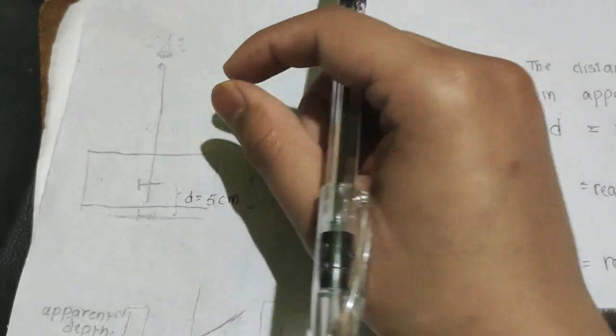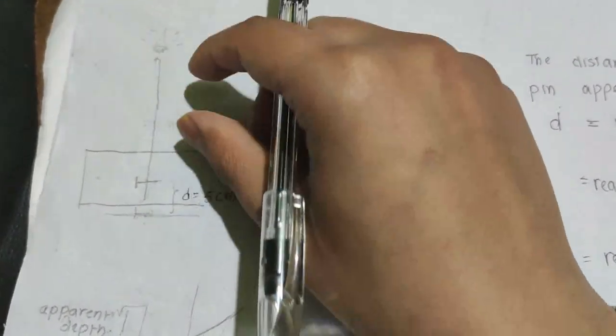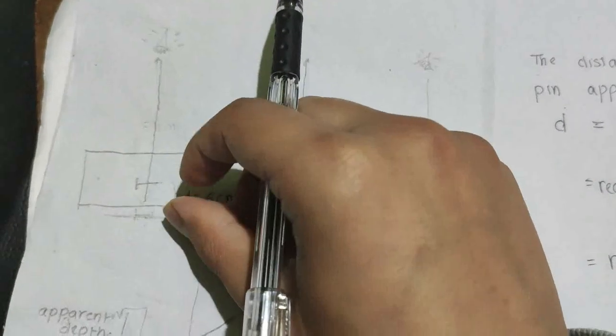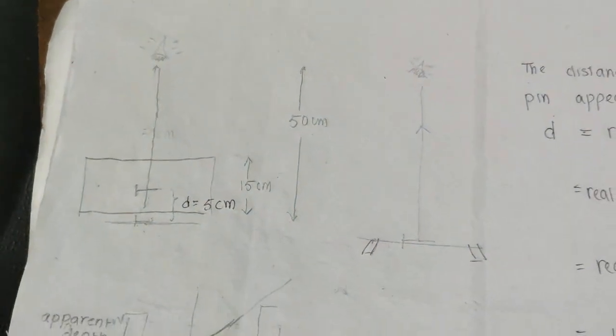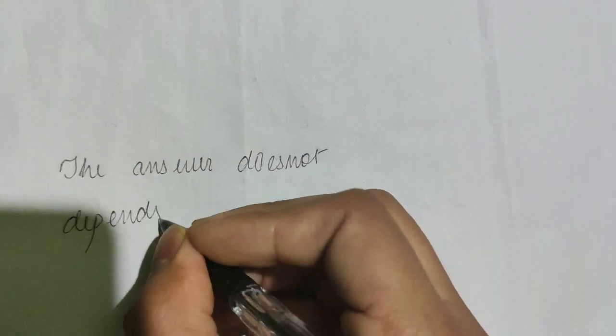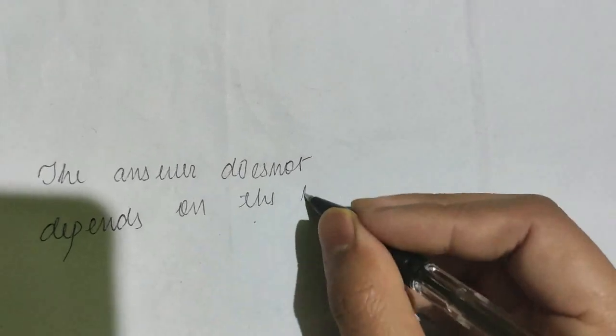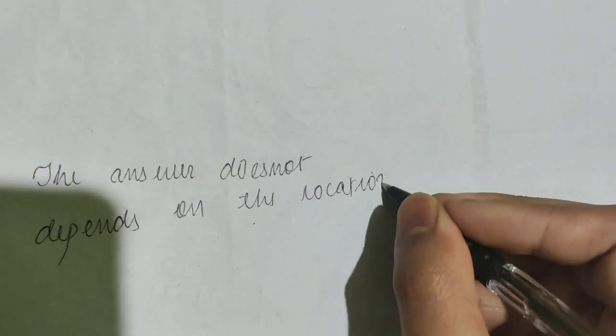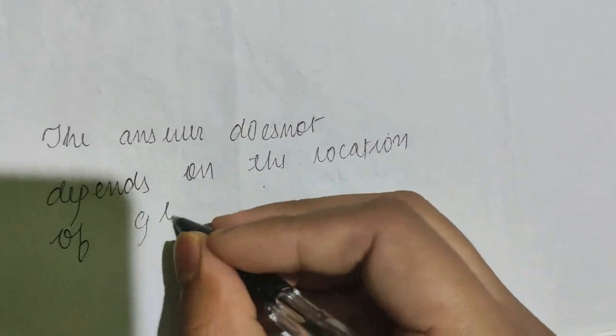Wherever I put my glass slab, it doesn't matter. Wherever I put my glass slab, there will be a raise of how much? 5 centimeter. So in your conclusion statement, what will you write down? You'll write down: the answer does not depend on the location of the glass slab.